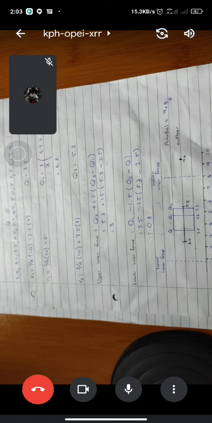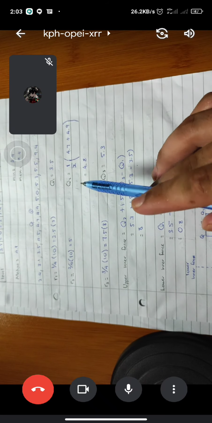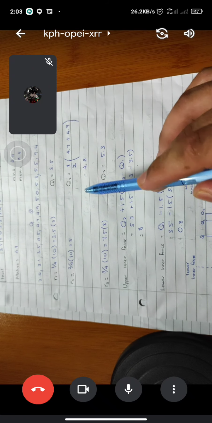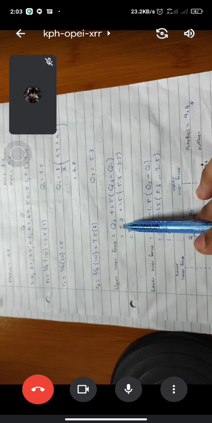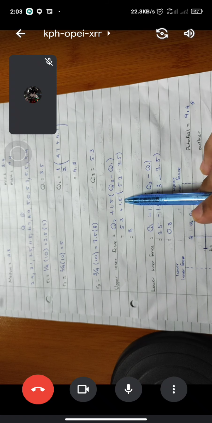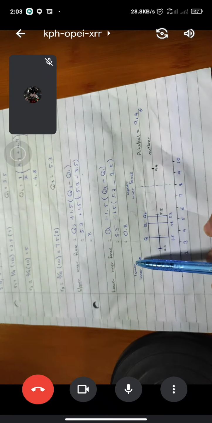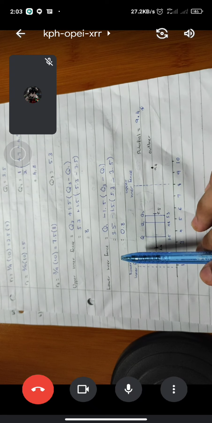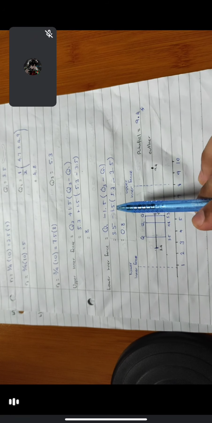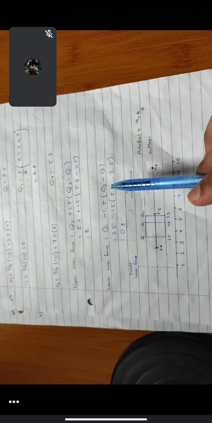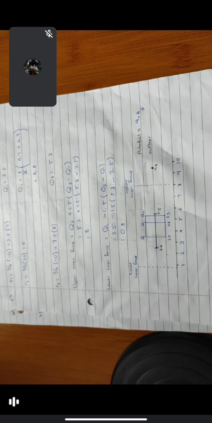Okay, then we find the upper and lower inner fence. To find the upper inner fence, we use the formula quartile 3 plus 1.5 times (quartile 3 minus quartile 1). So from the previous data, we can put down 5.3 plus 1.5 times (5.3 minus 3.5). So we get the upper inner fence is 8. Then we find the lower inner fence, which is quartile 1 minus 1.5 times (quartile 3 minus quartile 1). So we got the lower inner fence is 0.8, Aiman.